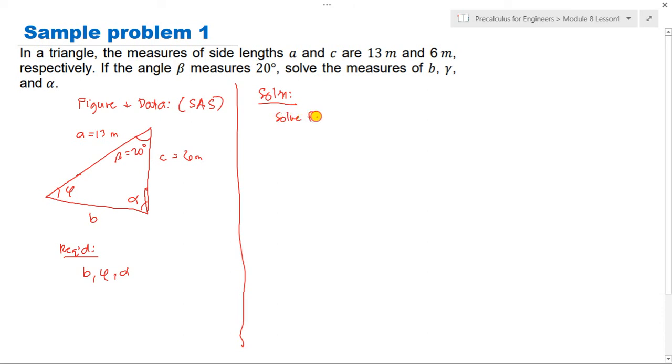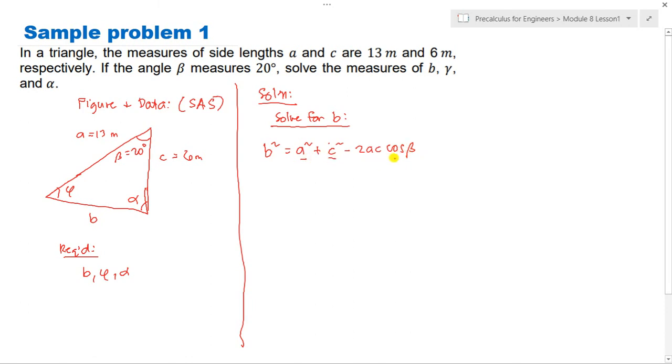Solve for B. But pwede po good ang alpha or kan good. But I think ang pinaka-dool nga makuha is side B. For side B, use cosine law. So that is for B, you have B squared is equals to A squared plus C squared minus 2AC then cosine of beta, from the second formula.